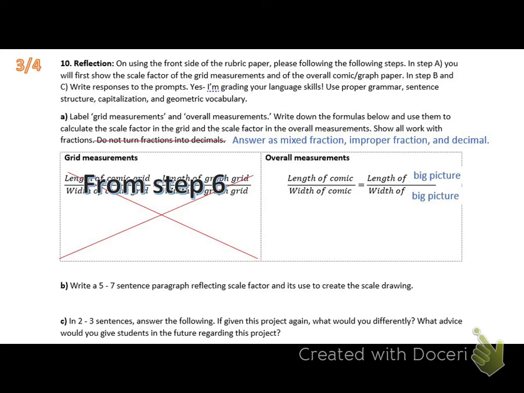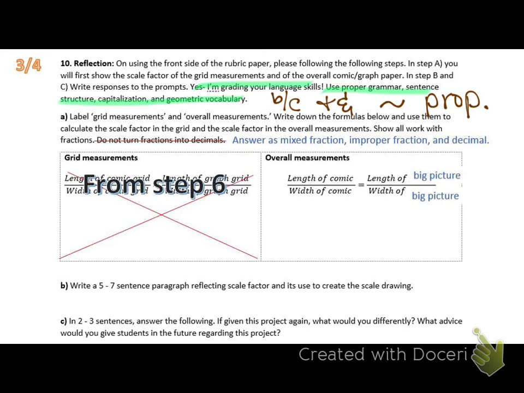It does say, if you read up here, yes, I am grading your language skills. Use proper grammar, sentence structure, capitalization, and geometric vocabulary. You do not say BC. You don't say and, like either of these. You don't say similar. You don't use abbreviations. You don't put prop for proportion. None of that. You write like you're writing in a paper.